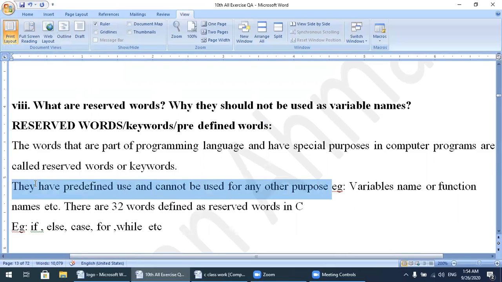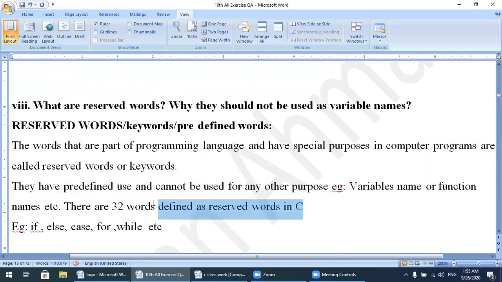Watch here, they cannot be used for any other purpose. It means these words are present in the compiler, and only those words are known as reserved words, and we cannot use them for any other purpose like a variable name or function name, etc. There are 32 words defined as reserved words in C. Check in your books how many words there are. Over here 32 is written, but according to me it depends on the IDE, on the compiler of the C language.